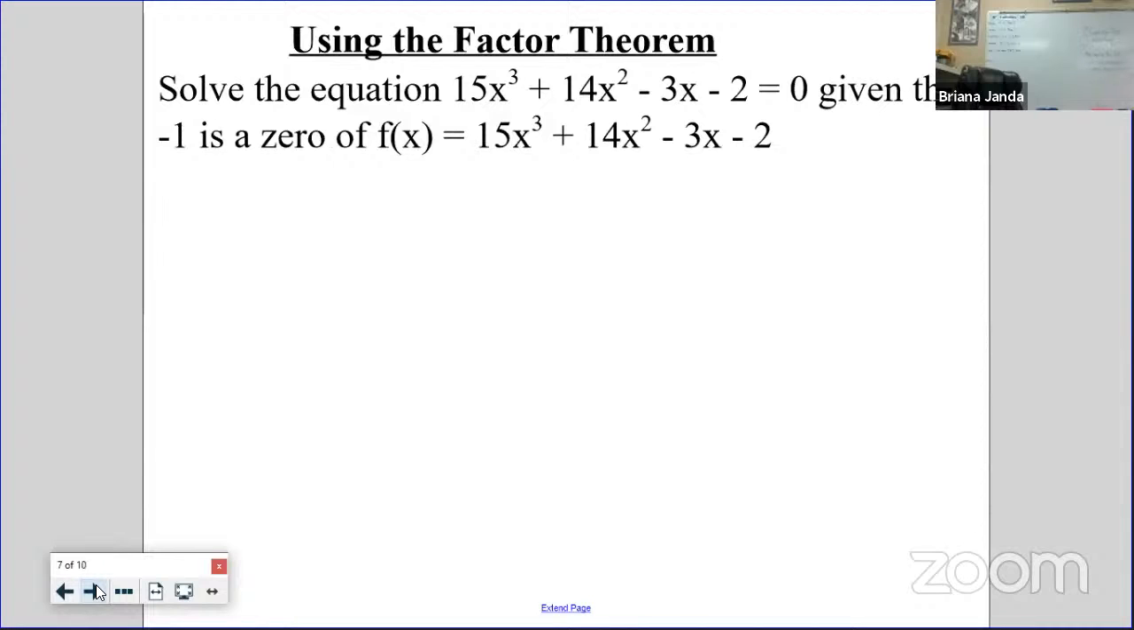This one is similar to the one we just did, so I'm going to let you guys work ahead of me on this one. Read the problem, see if you remember how to start the problem.